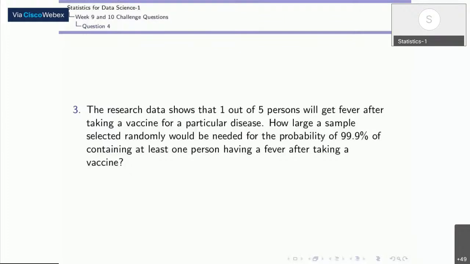Sir, what does this mean, how large a sample selected randomly would be needed? What do we need to find out exactly? You need to find out the number of people you have chosen randomly, how many people there should be, so that you get the probability of 99.9% of choosing at least one person. Thank you, sir, you got it right.